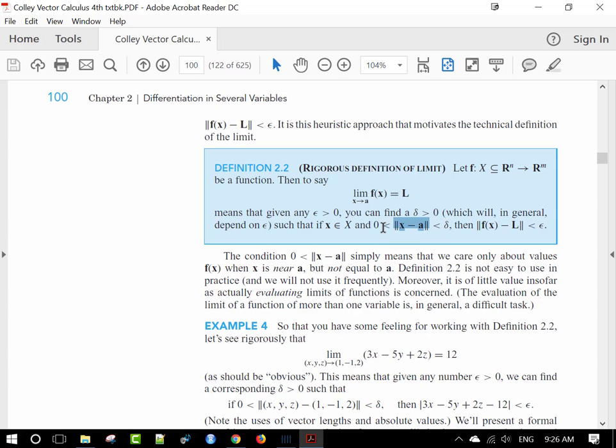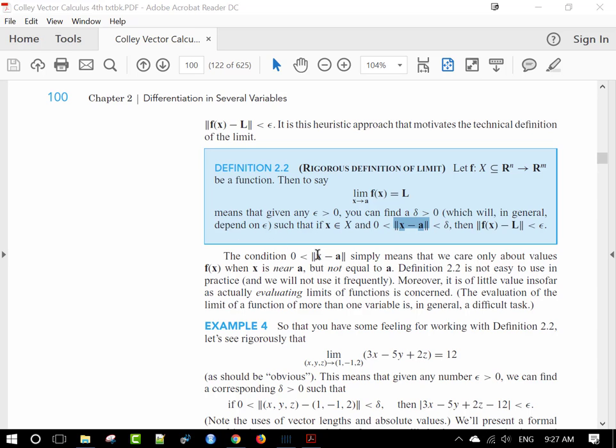and not equal to 0, so we're not worrying about when x actually equals a. We don't need that. If we put an equal sign here, that would be more of a condition, not less of a condition. So by doing this, it's less of a condition, or less strong of a condition. Then this will be within epsilon.